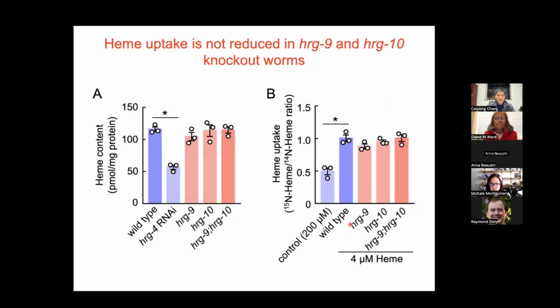Next, we measured the heme content and heme uptake in the worms. Panel A is the total heme content in the worms. There is a low significant difference between the wild-type worm and the HRG9 and HRG10 mutant worms.